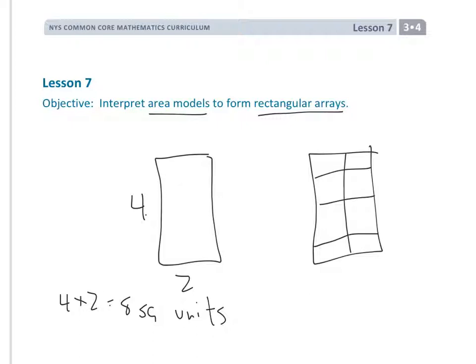Let's go ahead and move on over to the actual lesson. Remember, we're working with area models and rectangular arrays. Area models are like this, rectangular arrays are like that.